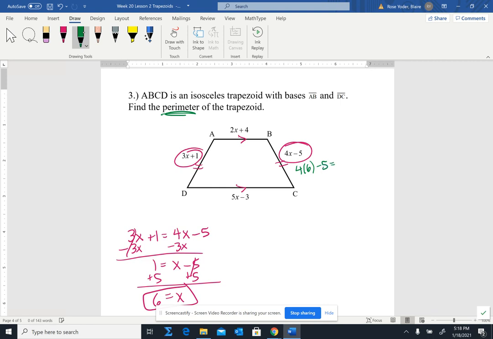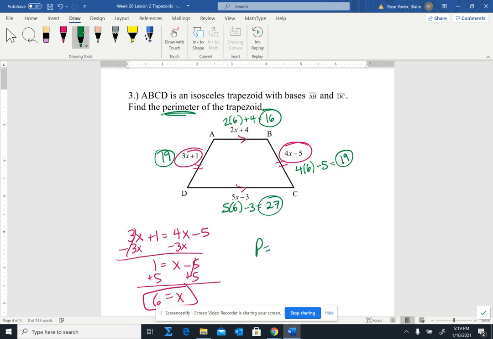All right, 4 times 6 is 24. 24 minus 5 is 19. I'm not even going to take the time to substitute back into this side because I know that that will also be 19. 2 times 6 is 12. 12 plus 4 is 16. And then 5 times 6 is 30. 30 minus 3 is 27.